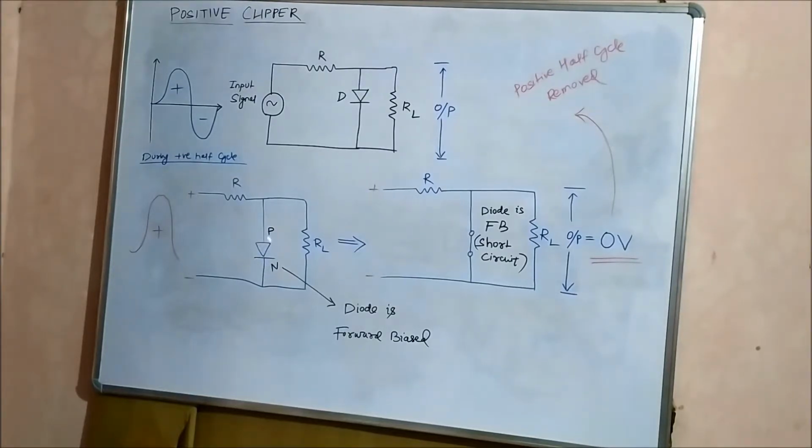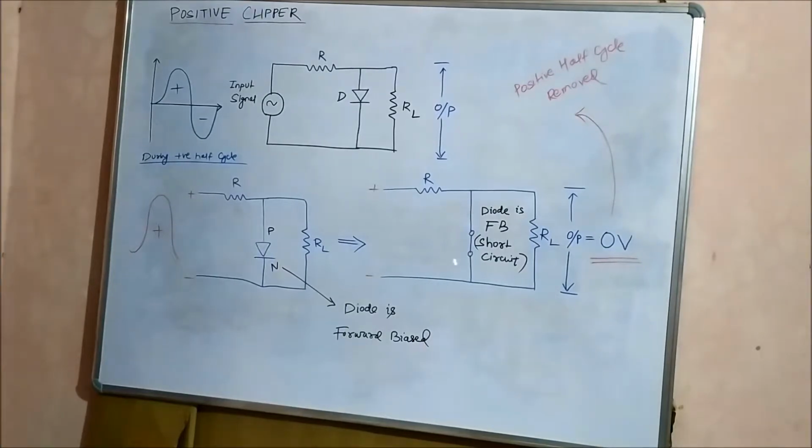Now you know that when a diode is connected in this fashion, it behaves as a forward biased diode, and when a diode is forward biased, it behaves as a short circuit. So this is the equivalent circuit of the diode during the positive half cycle. This entire diode behaves as a short circuit. So this is a short circuited terminal.